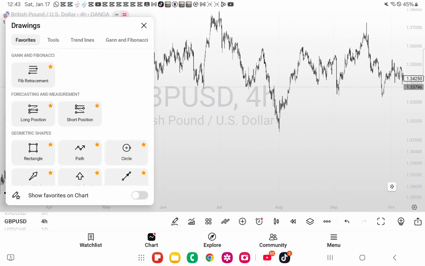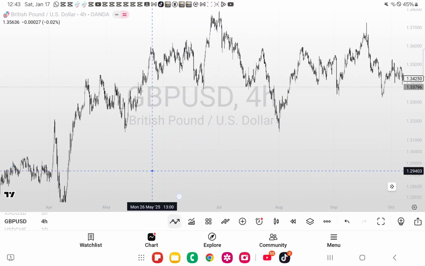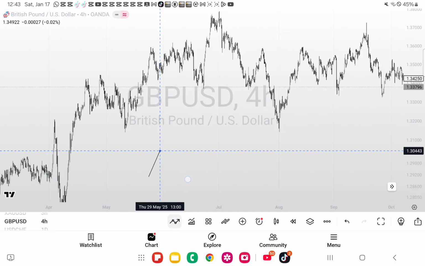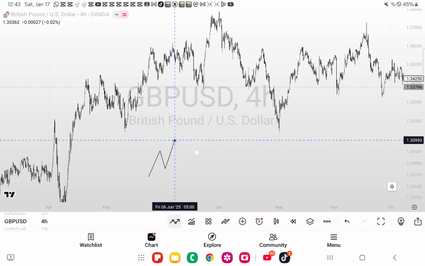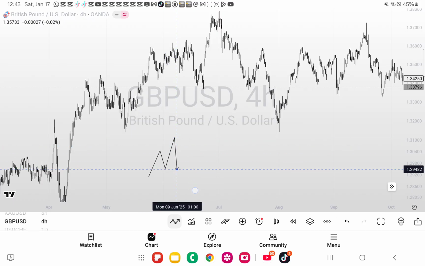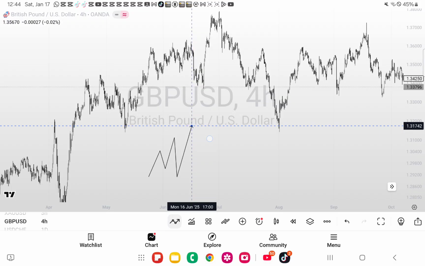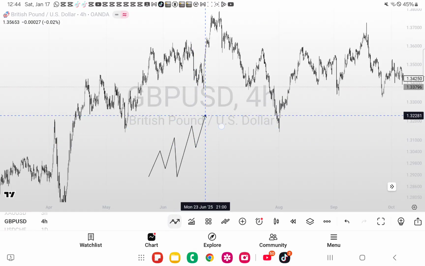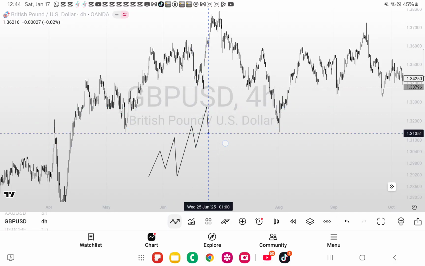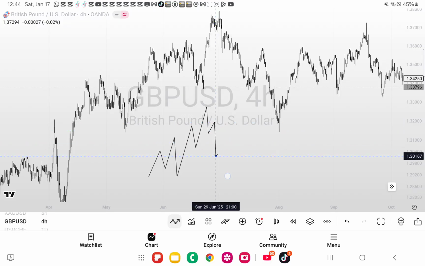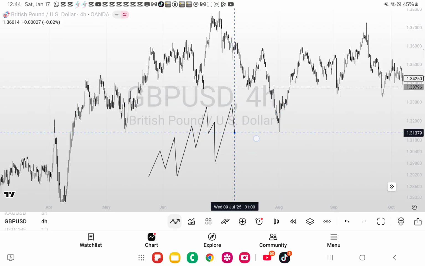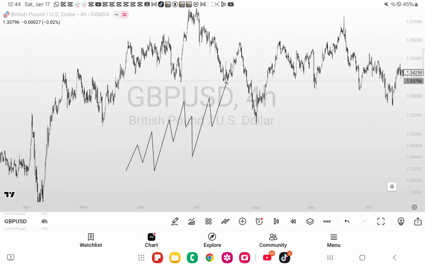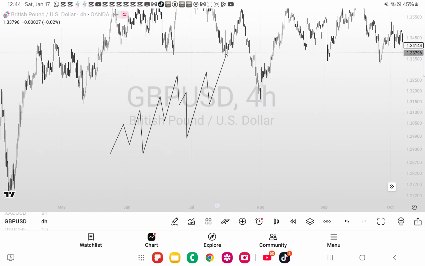I'll be showing you how the market moves. This is how the market moves. This is the uptrend. This is how the market moves. This is the right market structure.